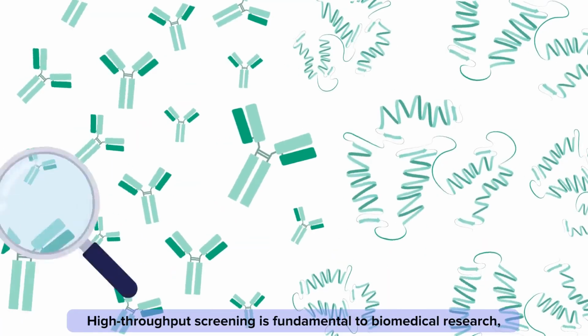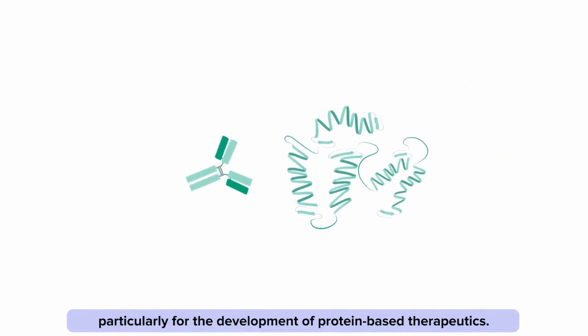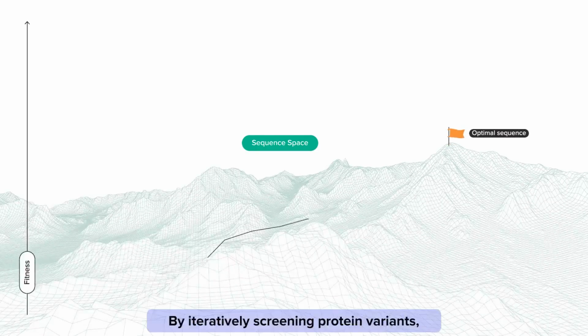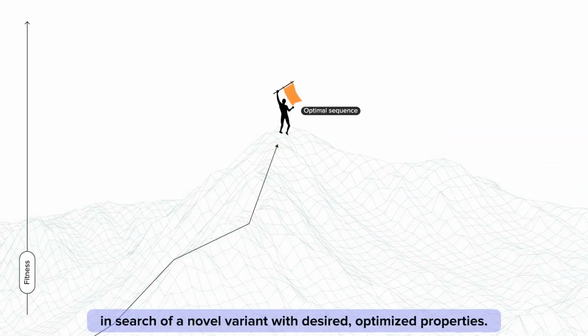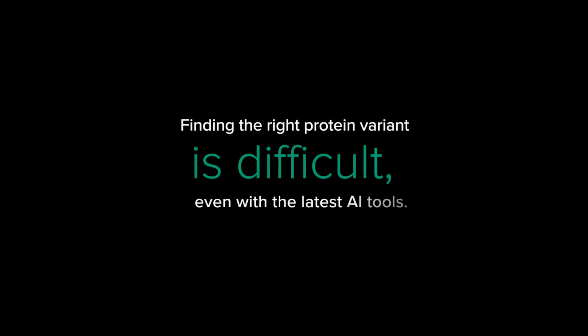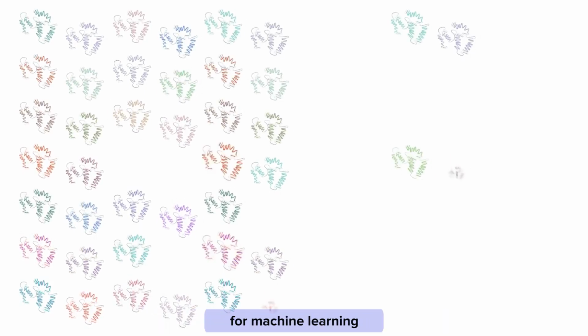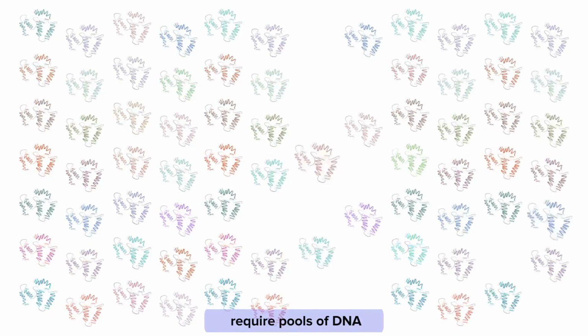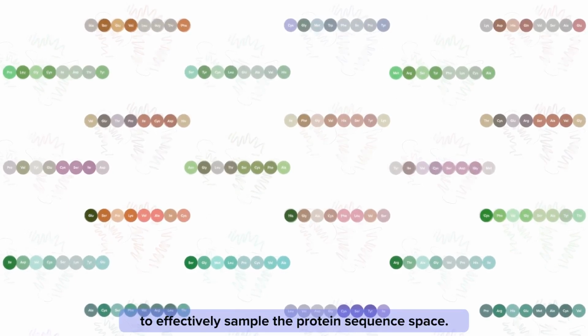High-throughput screening is fundamental to biomedical research, particularly for the development of protein-based therapeutics. By iteratively screening protein variants, researchers explore a protein's vast sequence space in search of a novel variant with desired, optimized properties. However, finding the right protein variant is difficult, even with the latest AI tools. Large-scale screens and training datasets for machine learning require pools of DNA, encoding thousands of defined protein variants to effectively sample the protein sequence space.